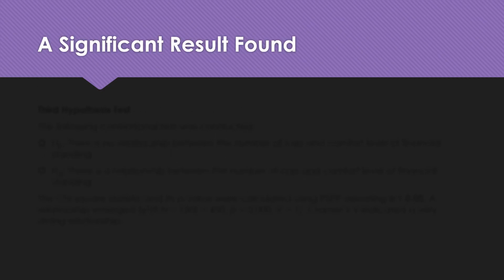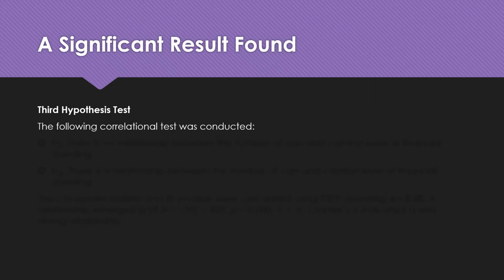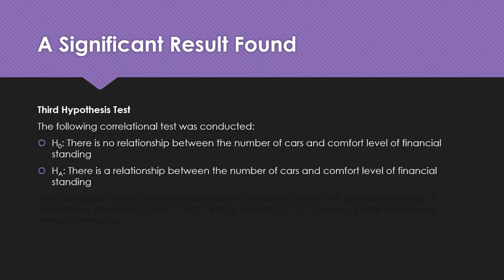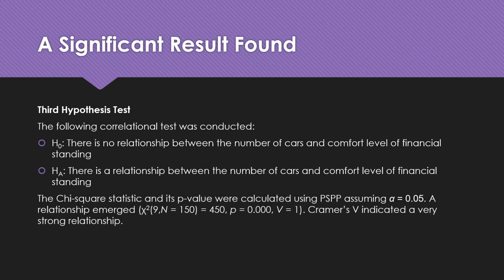Let's have a look at our final test result. The correlational test was conducted to establish the degrees of association between the number of cars and the comfort level of financial standing. Our null hypothesis stated that there is no relationship between the number of cars and the comfort level of financial standing, while the alternative hypothesis stated that there is a relationship between the number of cars and the comfort level of financial standing. The chi-square statistics and its p-value were calculated using PSPP, assuming the alpha to be 0.05.